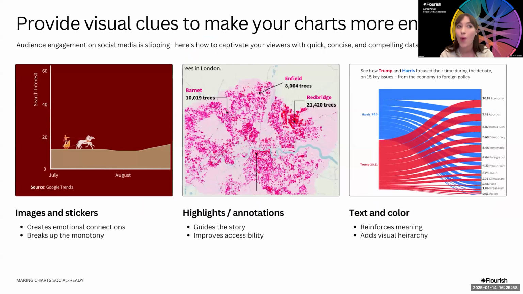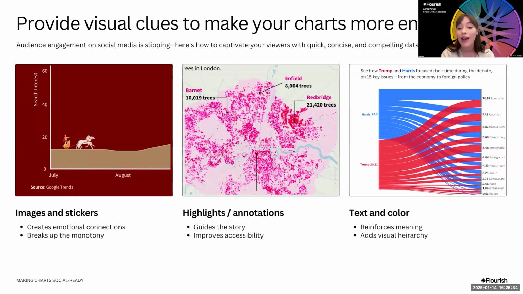These additional elements are what we refer to as visual clues. So, visual clues are a great way to captivate your viewers with quick, concise, and compelling visuals. So, they're super good for grabbing attention on socials. For example, you could use images and stickers, which I think you guys referred to earlier. These are really good because they can help create emotional connections or have cultural references that will resonate with your audience. And that makes the data feel a lot more relatable. And they also just help break up the monotony and add a bit of personality and fun, which will help you grab attention in a crowded feed.